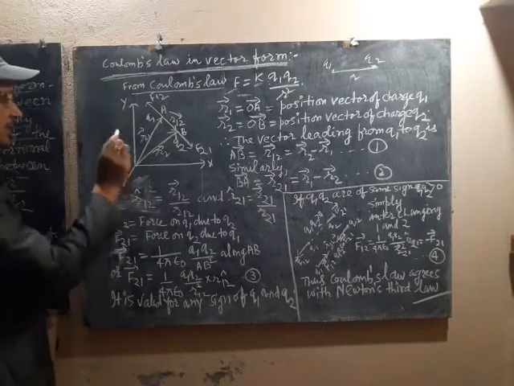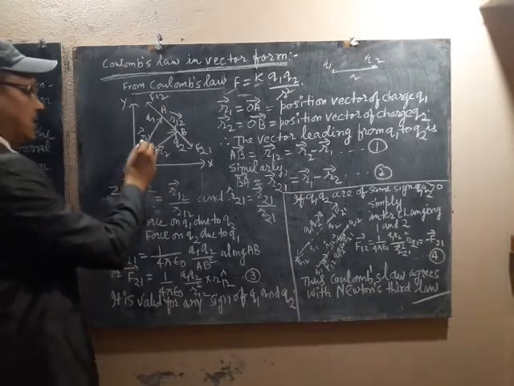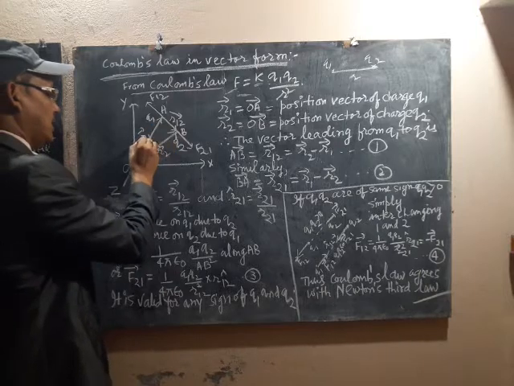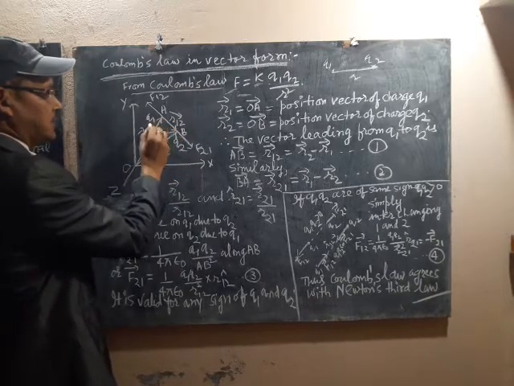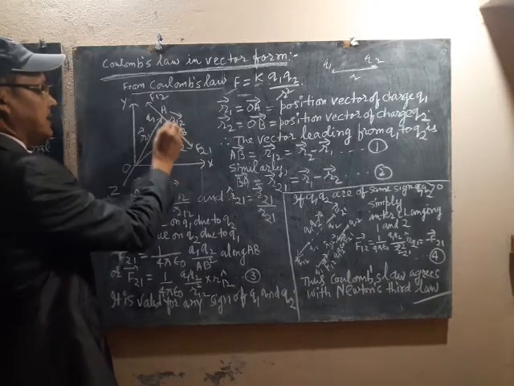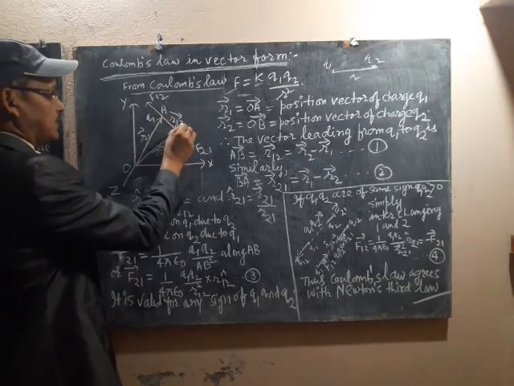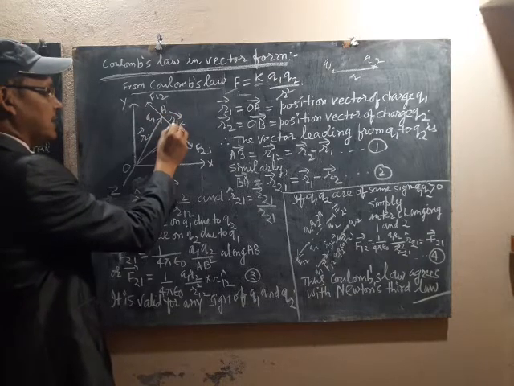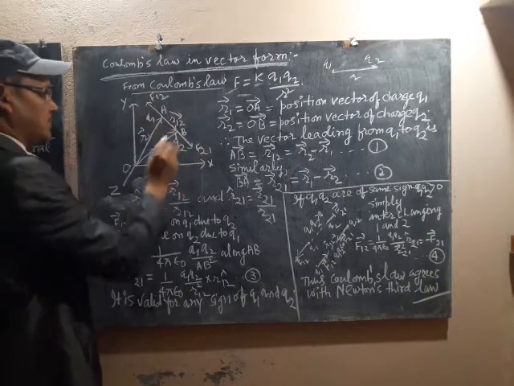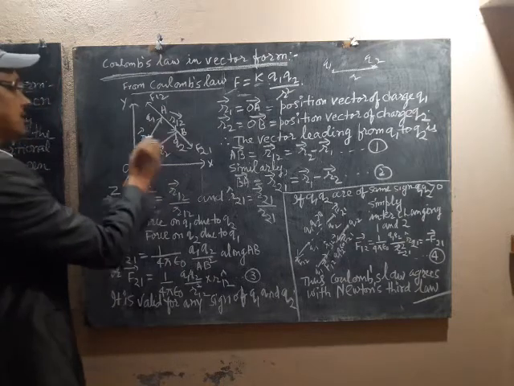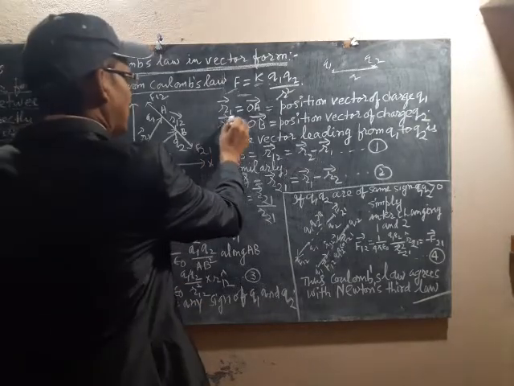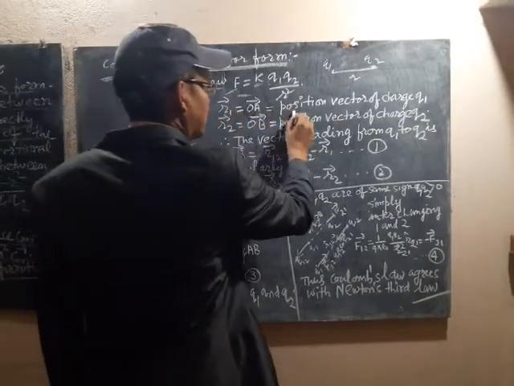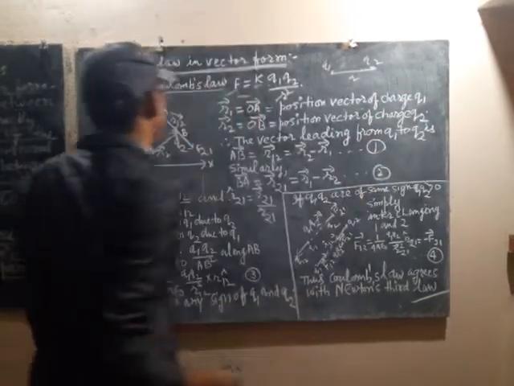Now see this diagram. Here there is charge Q1, there is charge Q2, and the distance between them is R12, the distance from A to B. F12, F21. This is the X direction, this is the Y direction. This thing you have to draw.